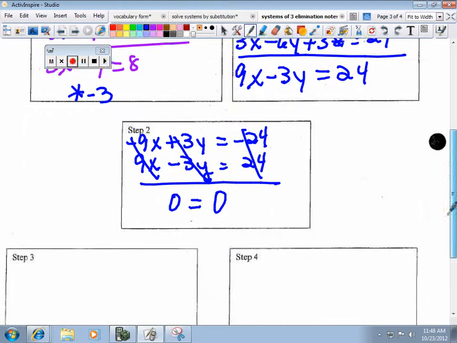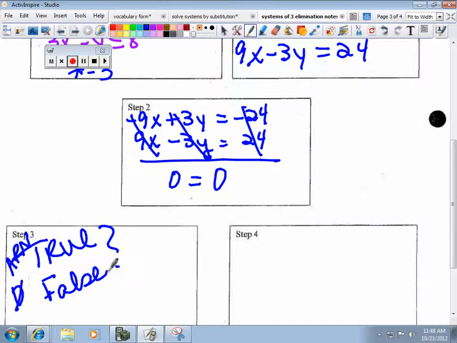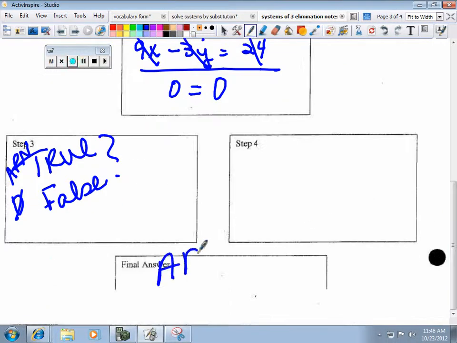These are the problems you like. Because when you get to this situation and the x's and y's are gone, you ask yourself, is it true or is it false? Okay, if it's true, it's going to be A, R, N. And if it's false, it's going to be no solution. This one is true, so your answer is A, R, N.